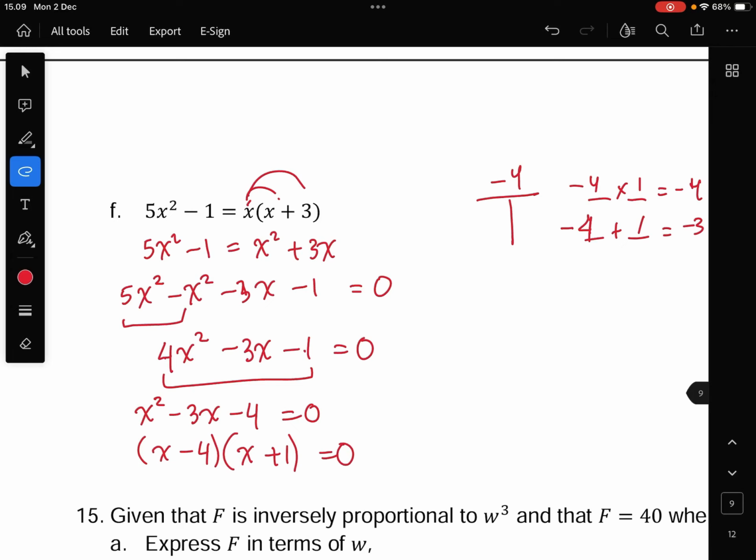Last time you multiplied with the 4, so we need to put it back as a divisor. So x minus 1 equals 0, or x plus 1 over 4 equals 0. x is equal to positive 1, or x is equal to negative 1 over 4.